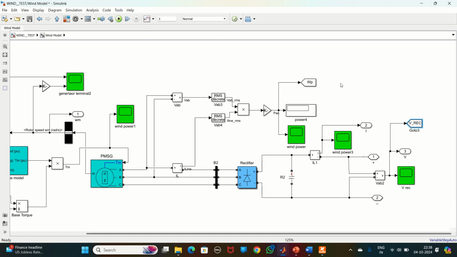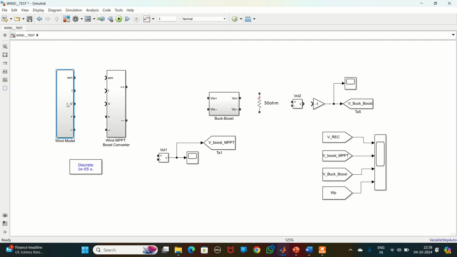Remember, these blocks you have to measure. So WP, that is power, and then the rectifier voltage. Fine. After that, now we can connect. How are we able to connect? Instead of doing it individually, just select this one, press Control and press again on the block which you want to connect. Then automatically those things will connect.